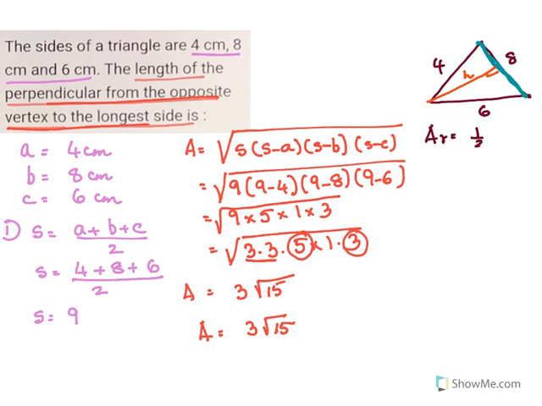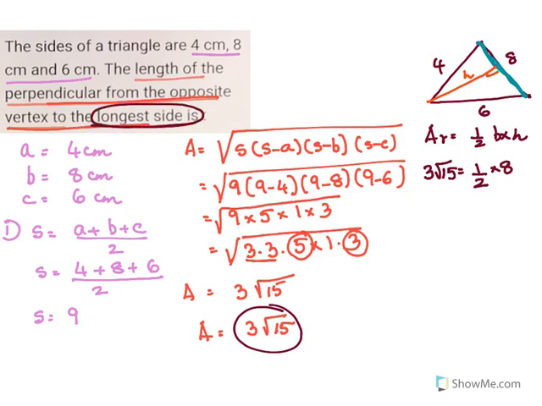So area of the triangle is half base into height. Now area we already know, we calculated here 3 root 15. So we'll write that 3 under root 15 equals half. Now the base we are going to take is 8, because we have to find the perpendicular on the longest side. So the base has to be taken as the longest side, and the height h we need to find. So h equals 3 under root 15 into 2 over 8. So the answer here comes 3 by 4 under root 15 is equal to h.